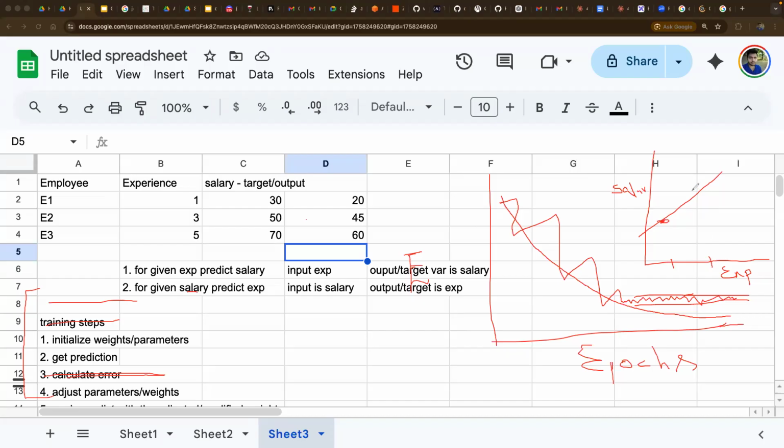And when experience is 3, it is 50. And when experience is 5, it is 70, something like this. So it is following a linearly increasing pattern. So the underlying line equation that we need to calculate is something like y equal to mx plus c. This is the equation where we need to identify what the slope is and what the intercept is.